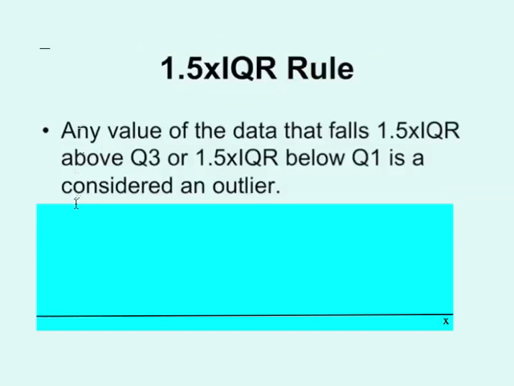So to create a modified box plot, first thing we need to know about is what's called the 1.5 times interquartile range rule. Basically what this does is it gives us a way of determining whether or not a data point is an outlier based upon the interquartile range. We say that any value that falls 1.5 times interquartile range above Q3 or 1.5 times interquartile range below Q1 is considered an outlier. So let's take a look at what this says.